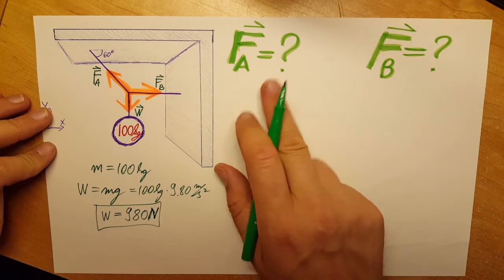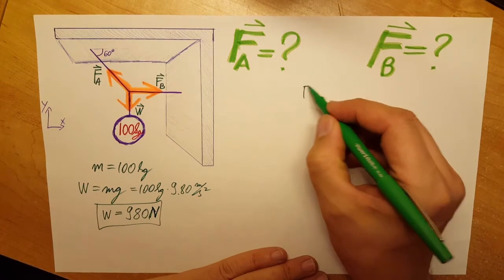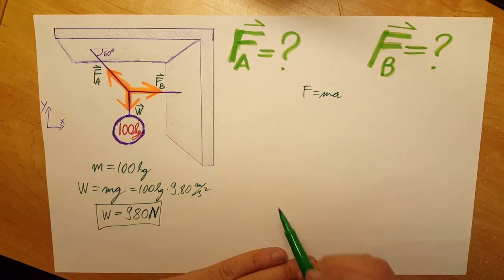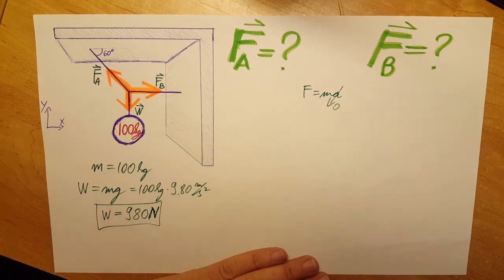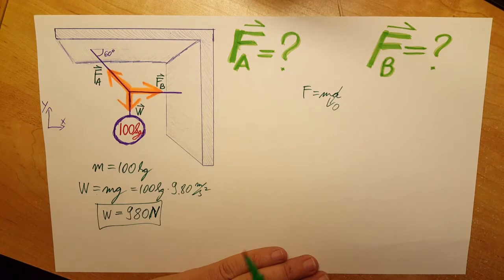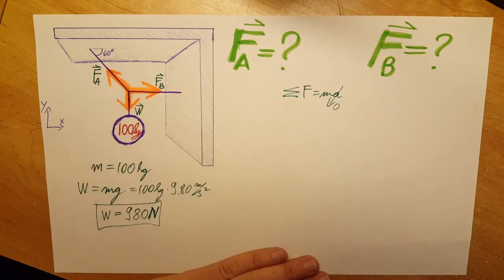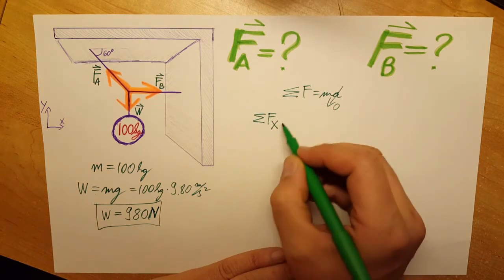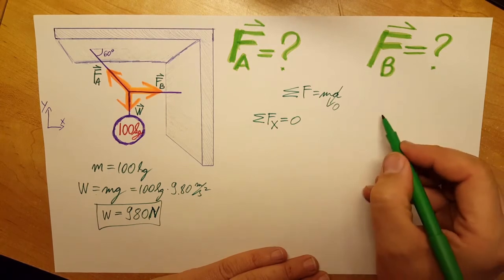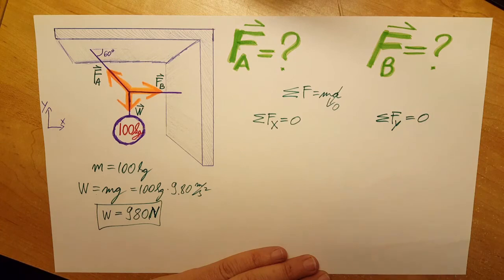Okay, now we're gonna proceed and calculate these two. First, we're gonna take a look at Newton's law, F equals ma, and this is a static situation, so therefore no acceleration, so the sum of the forces will be equal to zero. We're gonna be dealing with more than one force, so we're gonna do the sum of the forces. So let's look at the sum of the forces in the x direction, which will be equal to 0, and then the sum of the forces in the y direction, which will be 0.